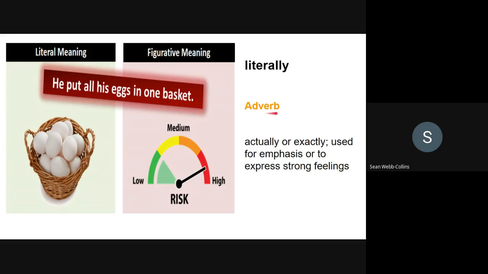Literally. Adverb, actually or exactly. Used for emphasis or to express strong feelings. For example, the driver took it literally when asked to go straight across the traffic. Second example, what's the adjective form? Literal. For example, you shouldn't take this as a literal record of events.